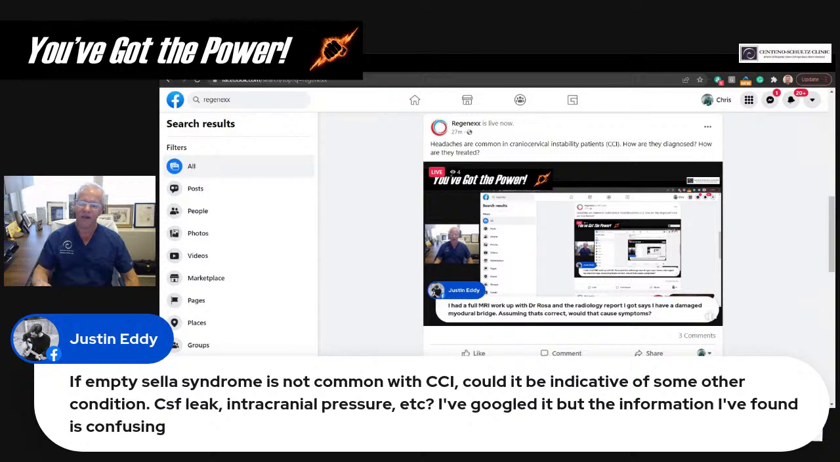Justin, empty sella syndrome is not common in CCI, and could be indicative of some other conditions, CSF leak, intracranial pressure. I've Googled it, but the information I found is confusing. Yeah, Justin, it's just not a common thing that I see all day, every day. We've had a few patients with empty sella syndrome. As far as whether or not it causes any symptoms at all at this juncture, I would say, regrettably, you're outside of my area of medical specialty there.